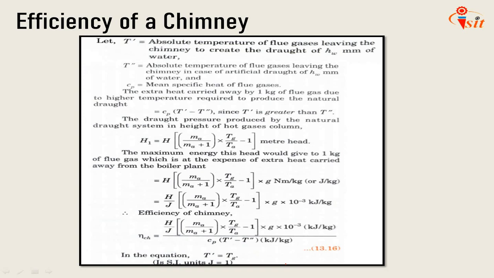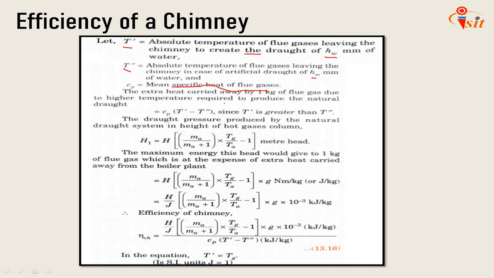We need to suppose here that T dash is the absolute temperature of flue gases leaving to the atmosphere through the chimney to create HW mm of water draught. T double dash is the absolute temperature of flue gases leaving the chimney in case of artificial draught. Here in case of natural draught we are considering HW, the mm of water column draught that will be shown by the manometer. Cp is the minimum specific heat of flue gases.